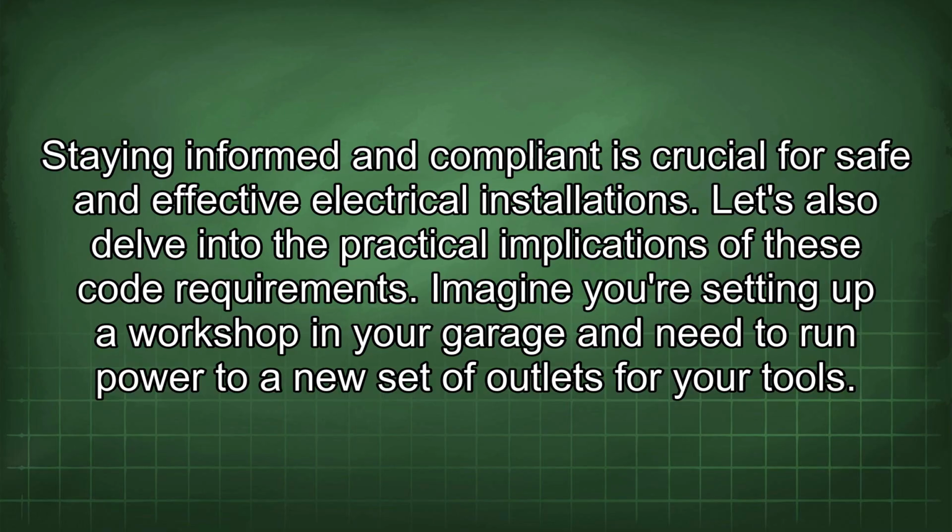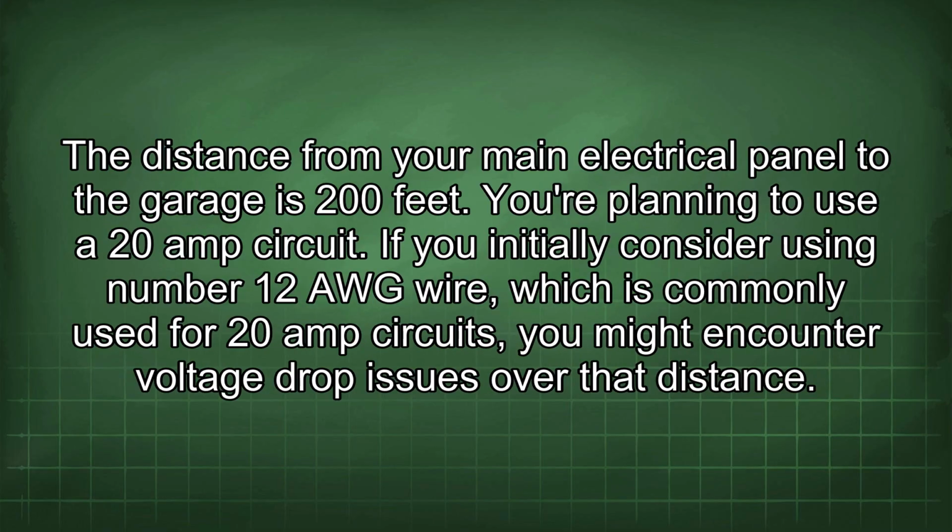Imagine you're setting up a workshop in your garage and need to run power to a new set of outlets for your tools. The distance from your main electrical panel to the garage is 200 feet. You're planning to use a 20 amp circuit. If you initially consider using number 12 AWG wire, which is commonly used for 20 amp circuits, you might encounter voltage drop issues over that distance.